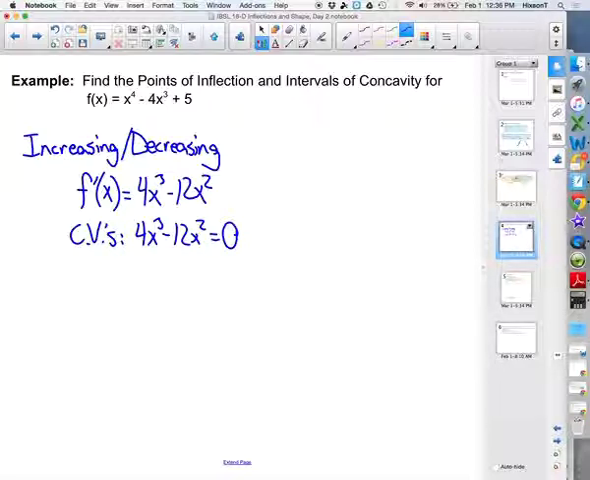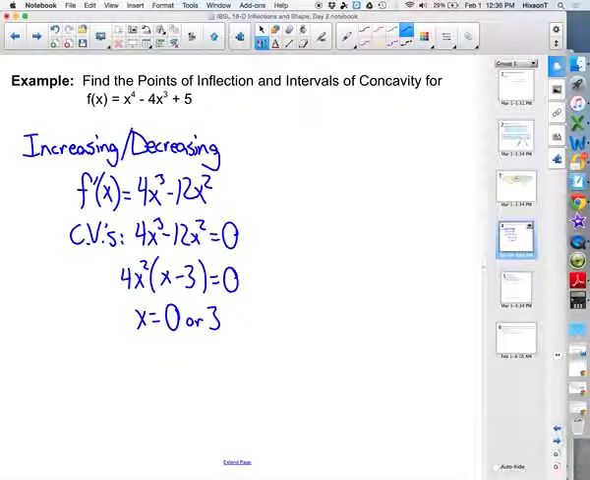How are we going to solve this? You can pull out a 4. What else can we pull out? X squared. And an x squared. Good. So what's left? X minus 3. Good. So our critical values are where x equals 0 or 3. Okay? And 0 is a double root.